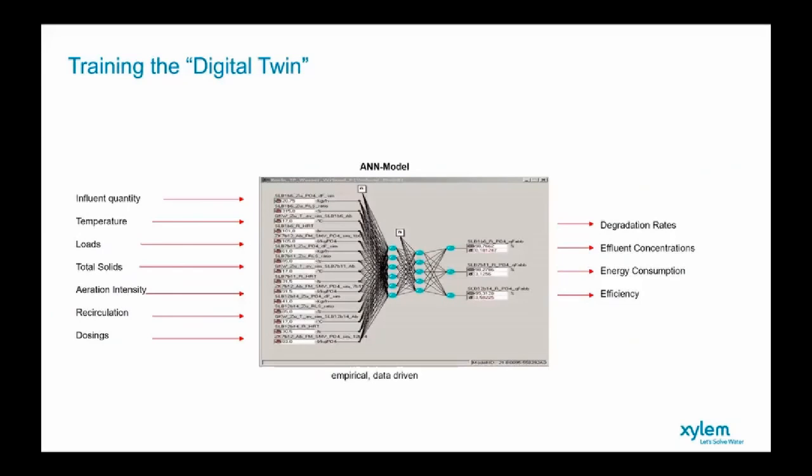It's a very, very common process that people want to optimise because over 50% of the energy consumption at a plant will be likely to be used in the activated sludge process.